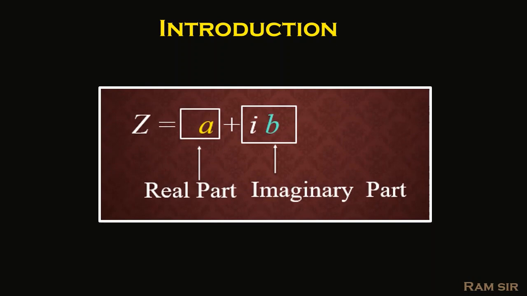As we discussed in introduction, any complex number has two parts, one is a real part and another one is an imaginary part. Let the complex number be given by z is equal to a plus ib, then a is called the real part and ib is called the imaginary part. So any complex number has these two terms, real part and imaginary part, and this is very important to keep in mind to understand any concept of a complex number.